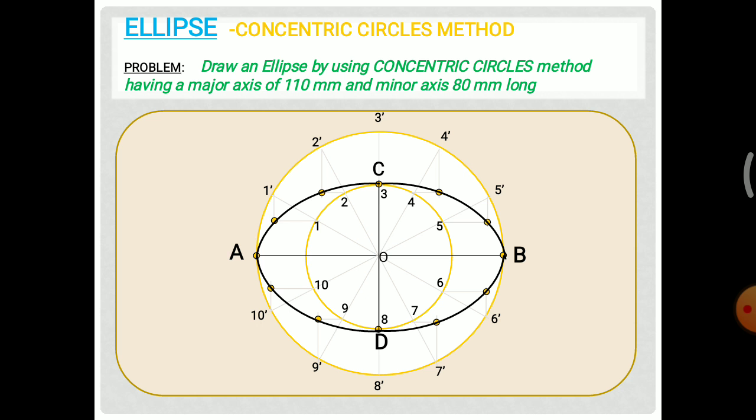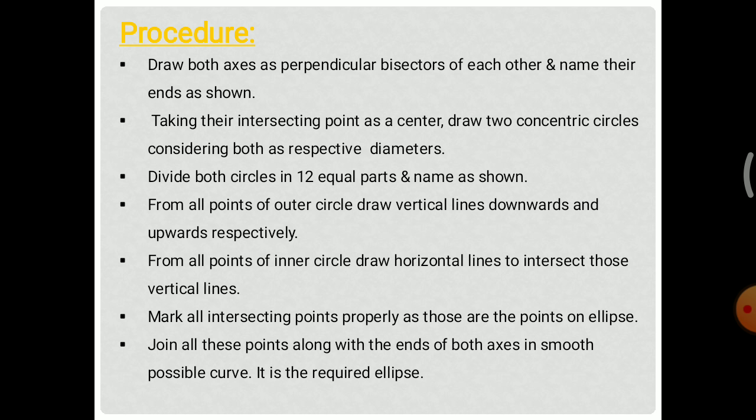So we have seen this in the concentric circles method. The two circles have a common center, that is O. Divide both circles into 12 equal parts and name them as shown. From all points of the outer circle, draw vertical lines downwards and upwards respectively. So this is also a main point.